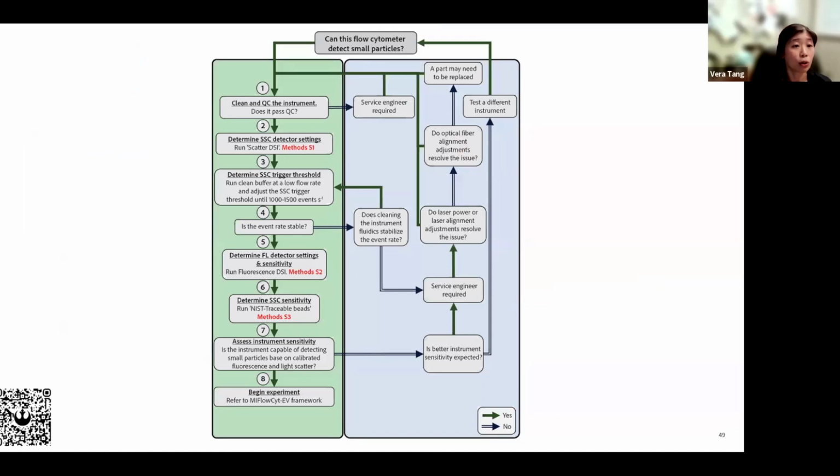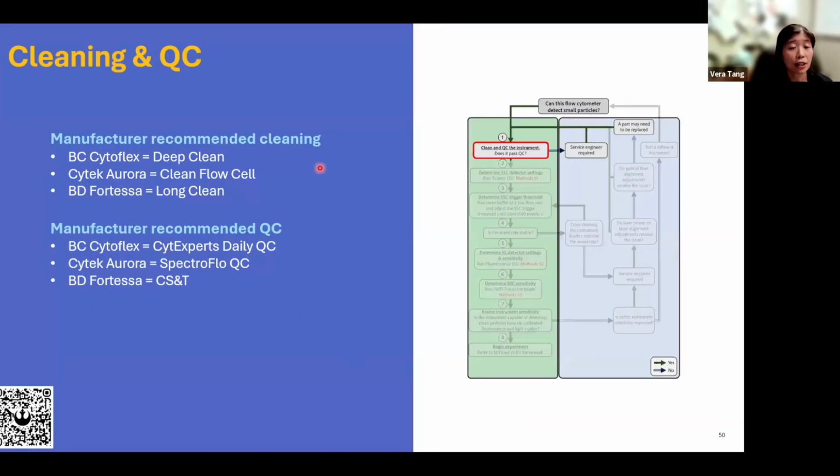This is the first figure in our paper. It goes through that workflow of what we recommend to do to get your instrument ready for small particle detection. The first thing that we like to do is look at the cleaning QC. That's something that everybody in the audience who uses a flow cytometer is probably familiar with.